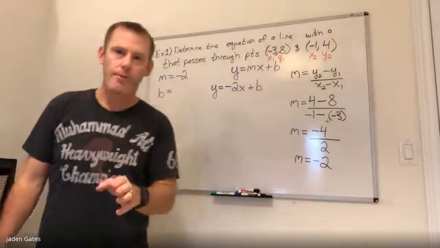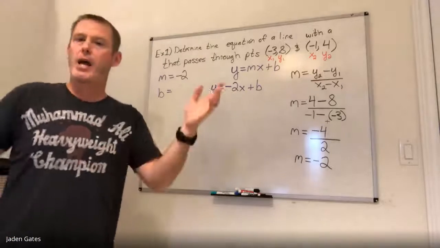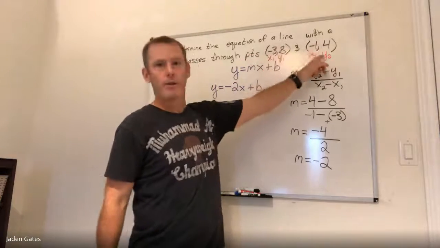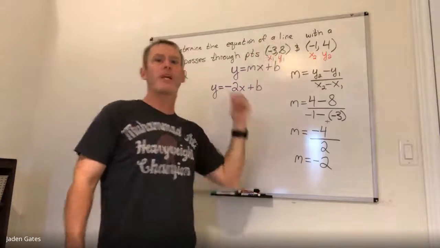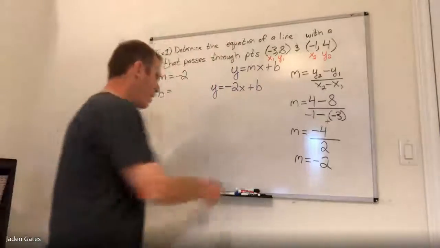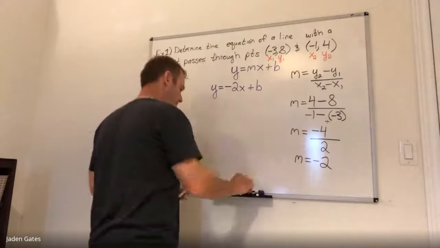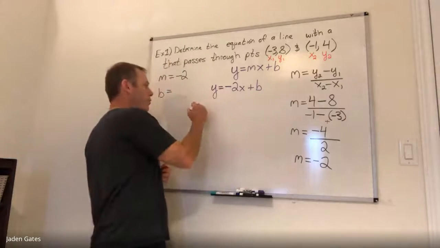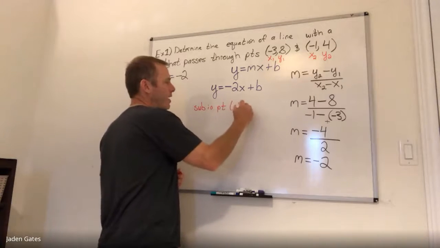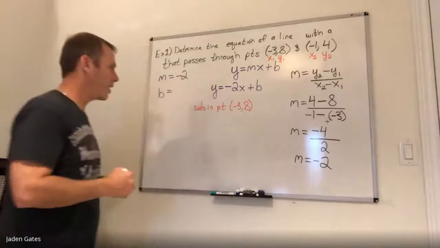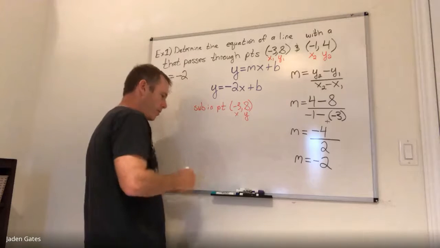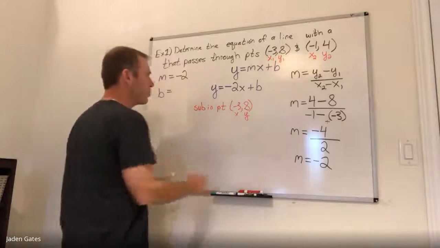And guess what? This time, I do have an x and y that work, again, but I got 2 of them. I have 2 points. Each point will work because they're on the line. So I can either pick point 1 or point 2. I'm going to go with point 1 because it is the first one. So I'm going to sub in point negative 3, 8, where negative 3 is my x value, 8 is my y value. All right, so now I'm going to substitute those in.